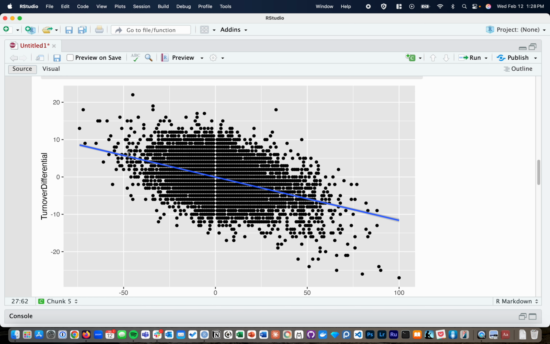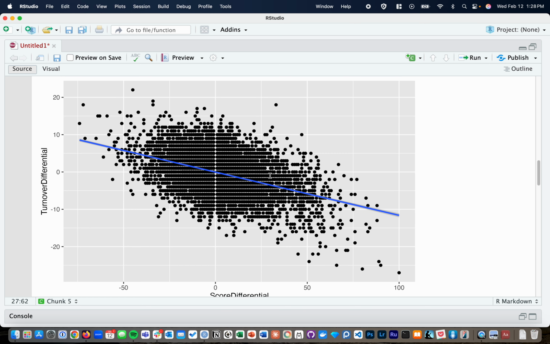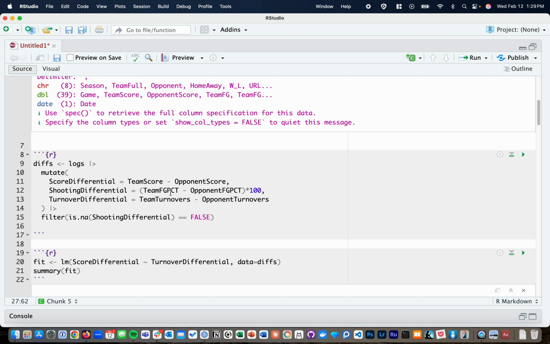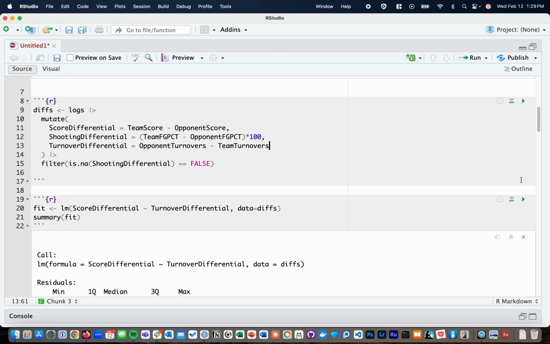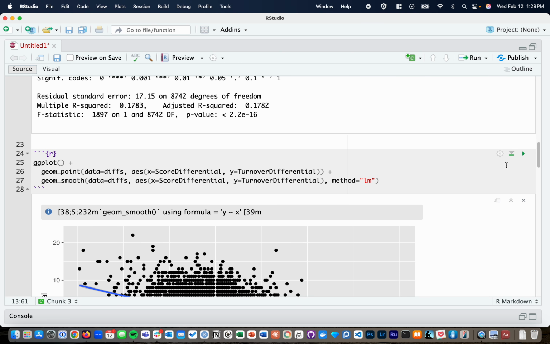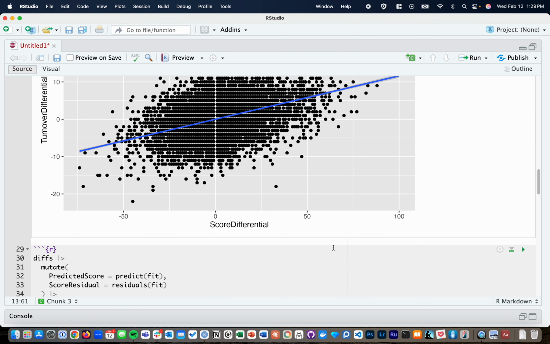But this is a negative relationship. The lower the turnover, well, actually, did I screw this up? I did. I did it backwards. Look at that. I told you not to do that, and then I did it. I'm like, why is that a negative relationship? That shouldn't be that way. Well, yeah, of course it shouldn't be that way. Shouldn't change anything here. It's still only about 18%. But if I run this now, there we go.